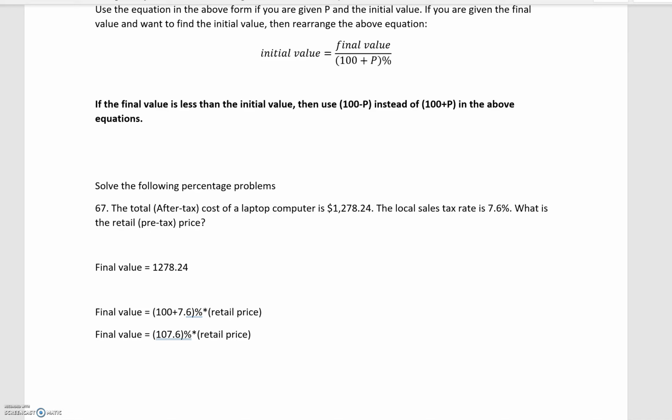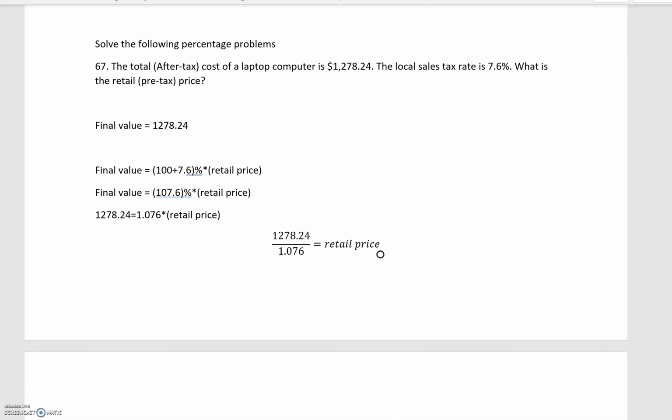That 107.6%, I will write it as a decimal with respect to our math, with respect to the computations here. I'm going to plug in that final value, so 1278.24. This equals 1.076 multiplied by that retail price, which would then tell us that the retail price is equal to the division of 1278.24 by 1.076. And you get that by treating the retail price as one gigantic variable.